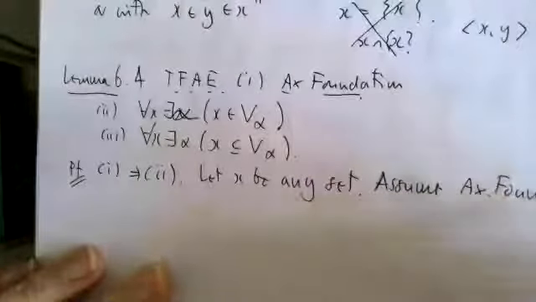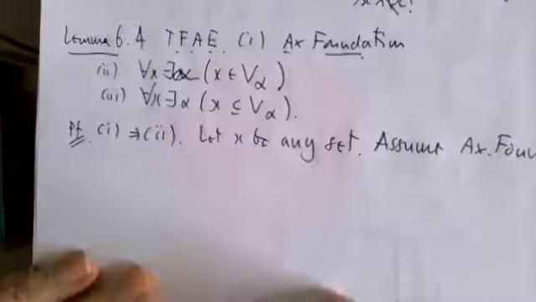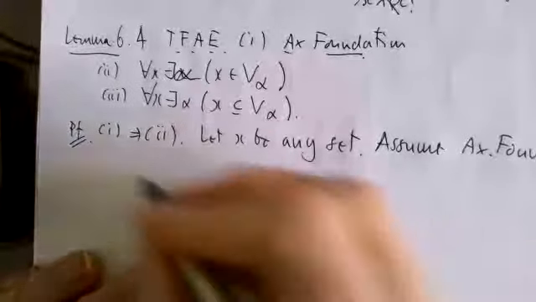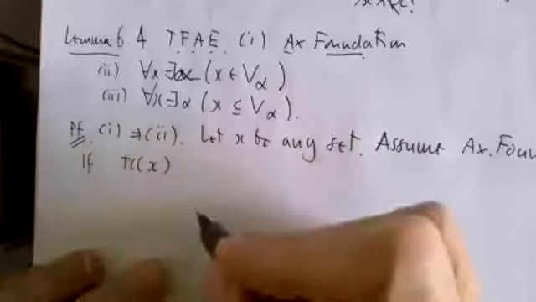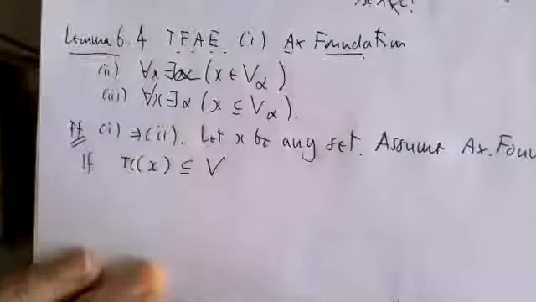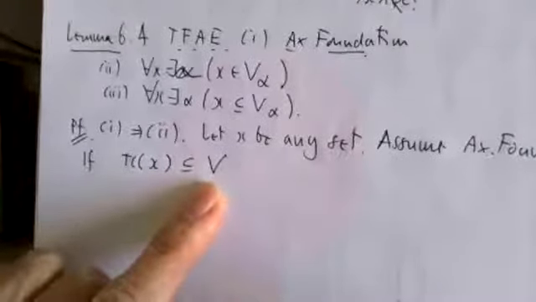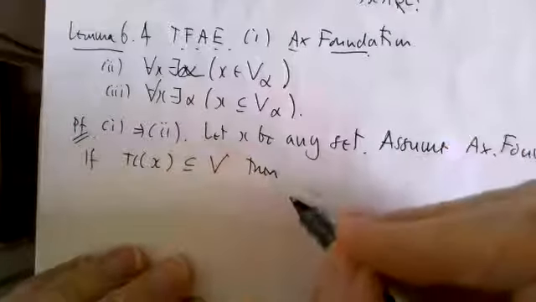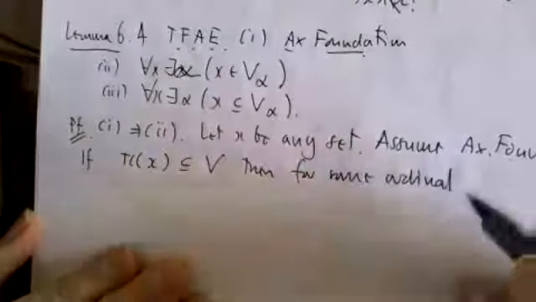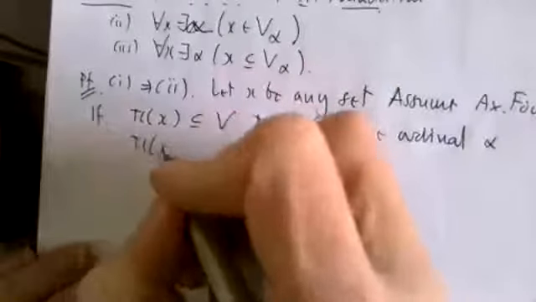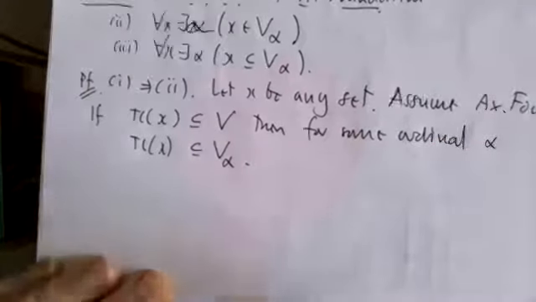So we assume the axiom of foundation. So, almost an argument by cases. Look at the transitive closure of X. Perhaps this is a subset of V, right? And for some ordinal alpha, TCX is contained in V alpha. So why?